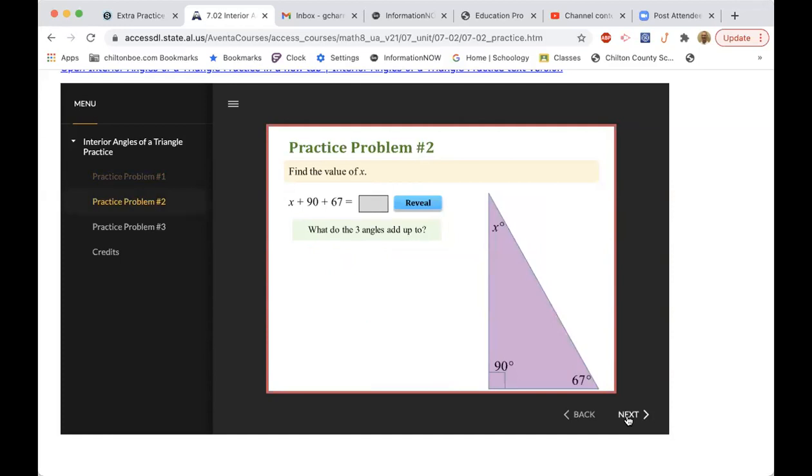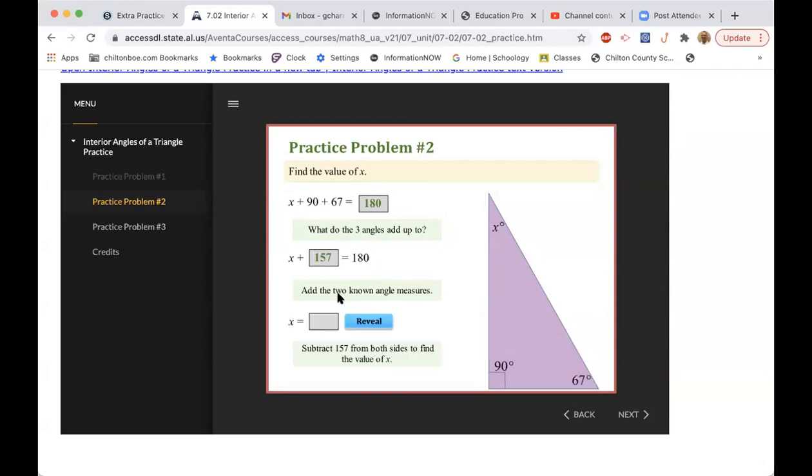For this one, it says find the value of x. So add up all three angles, set it equal to 180. Combine like terms, 90 plus 67 is 157. Subtract 157 from both sides. 180 minus 157 is 23.